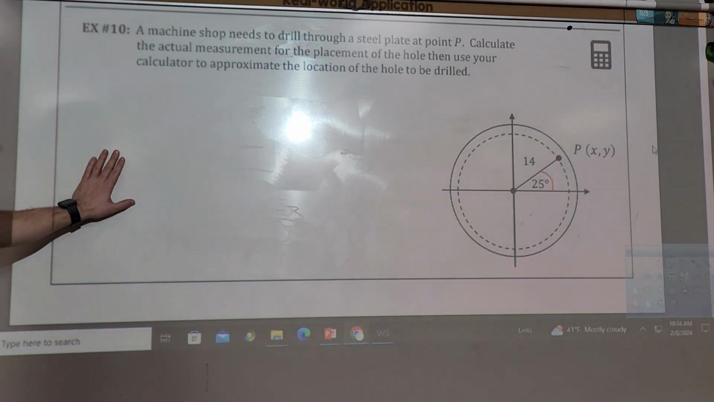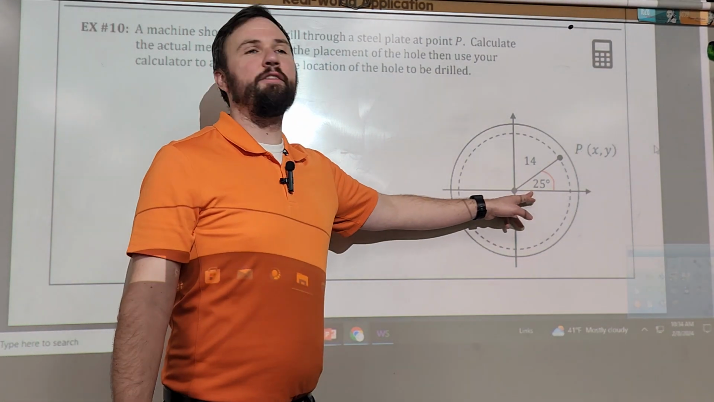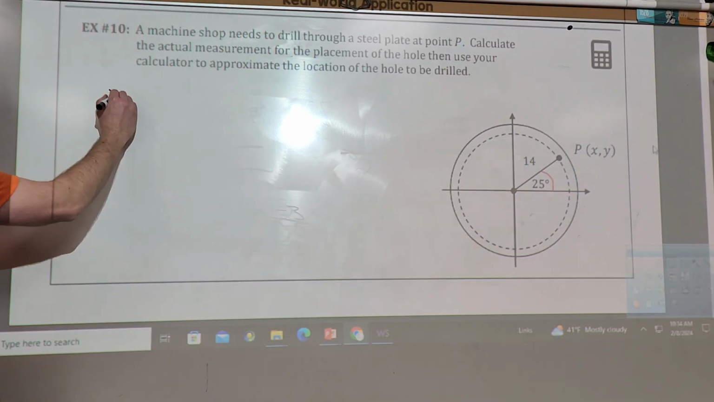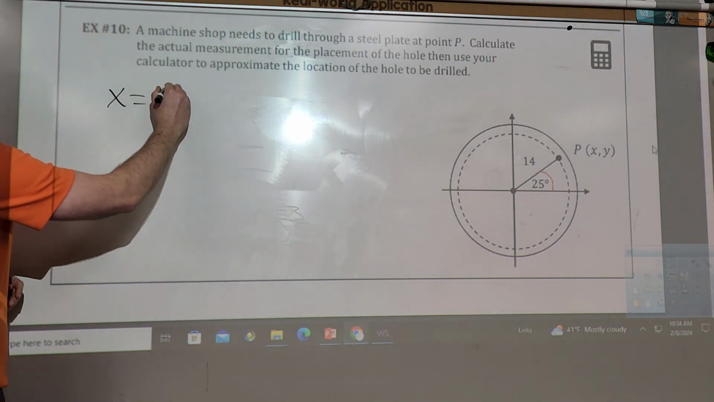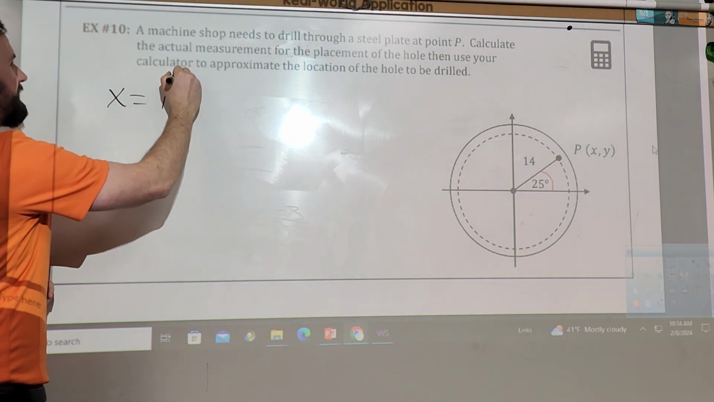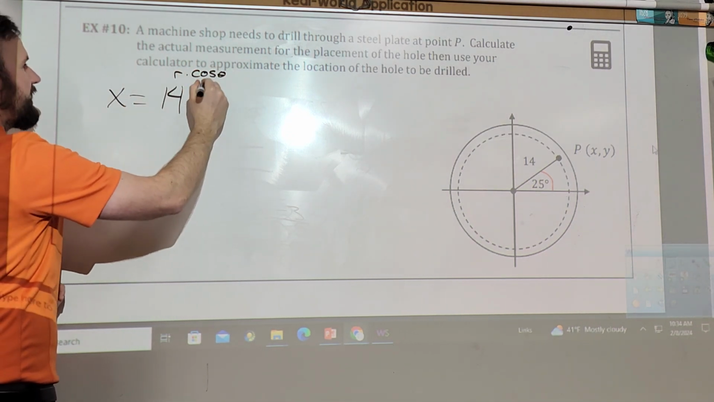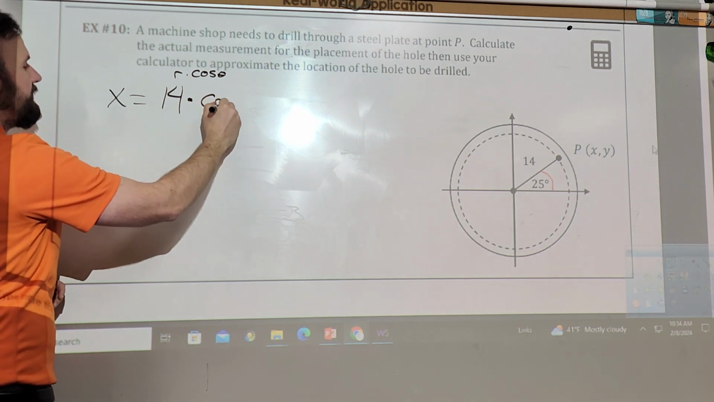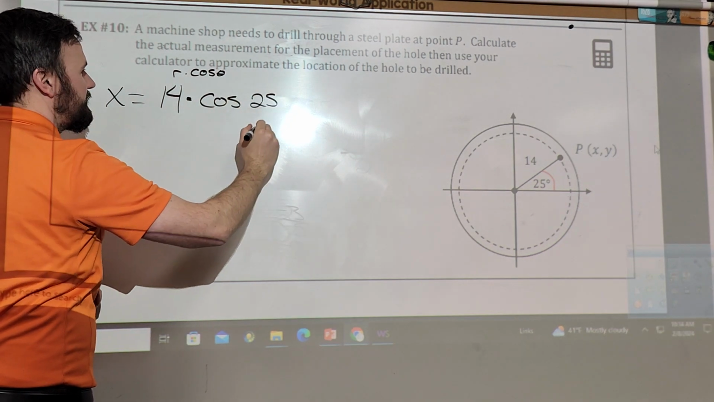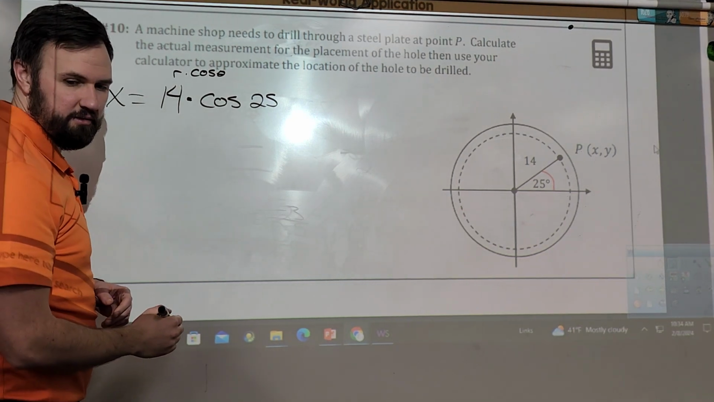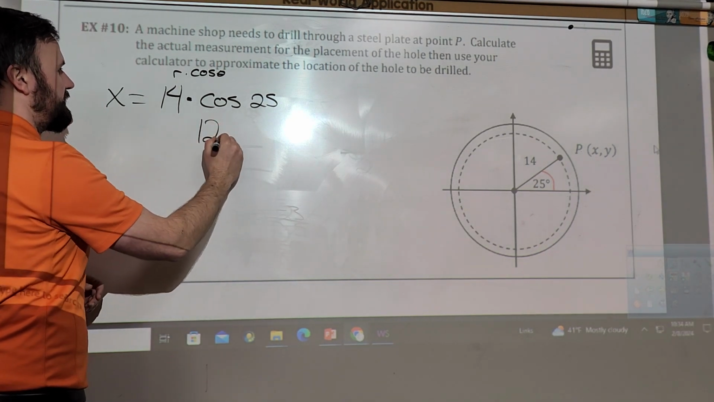All right. Do I have an angle? Do I have a length? So how do I find x? x is r times cosine. So I'm going to do 14 times cosine 25, which is 12.68.